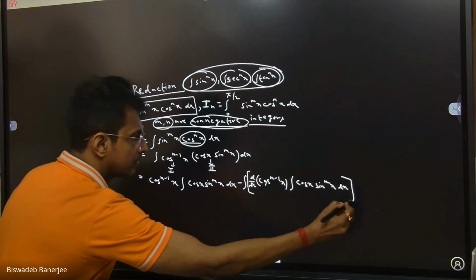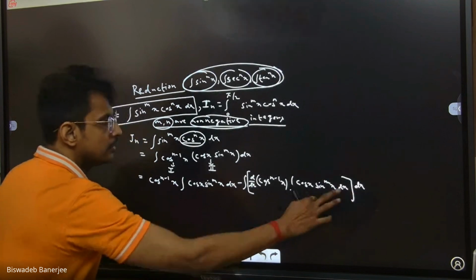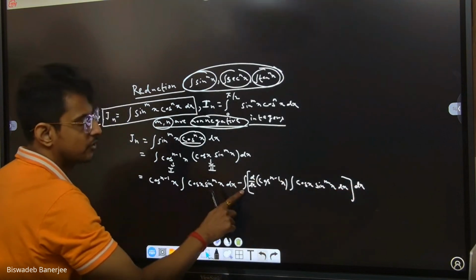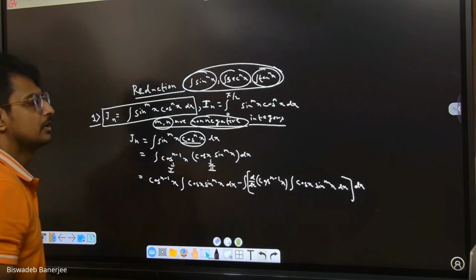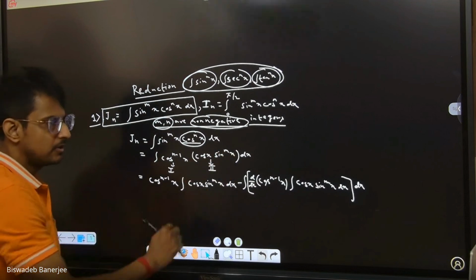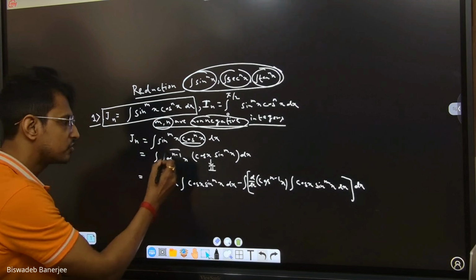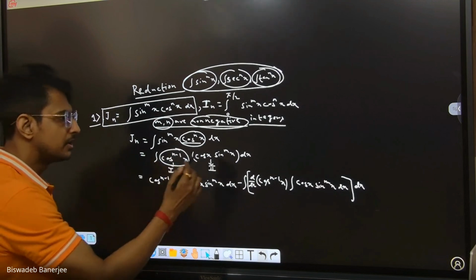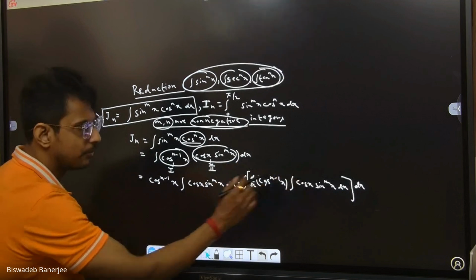And then this dx comes from this integration. For this integration, this dx occurs. So first function, then integration of second, minus integration of the derivative of the first function times the integration of the second function. That is called the rule of integration by parts.